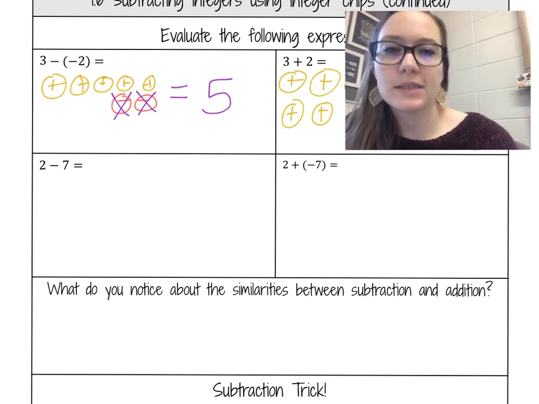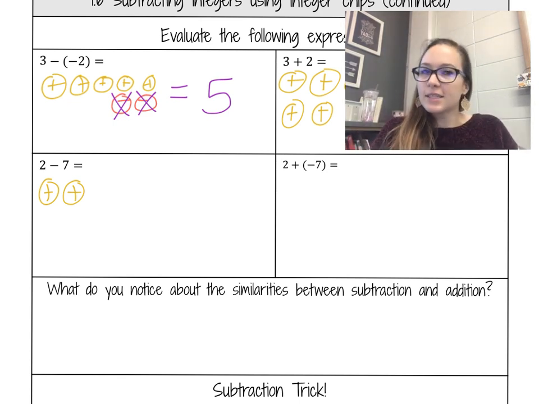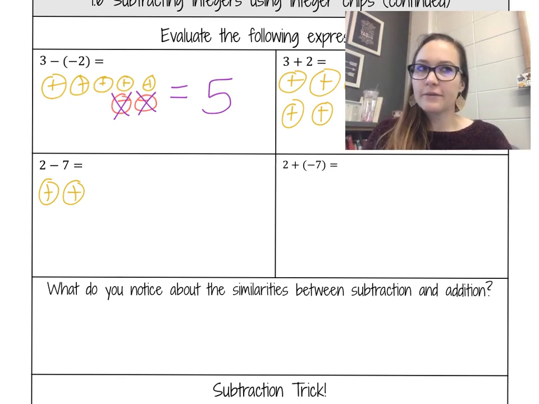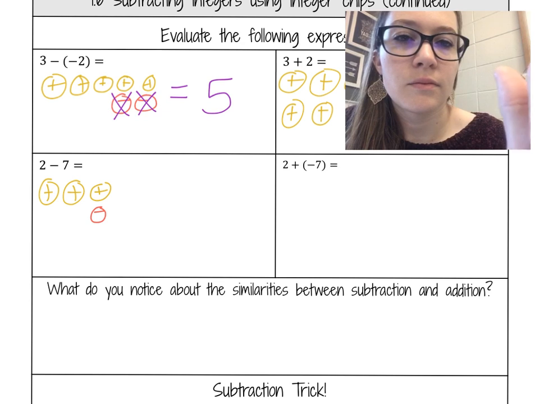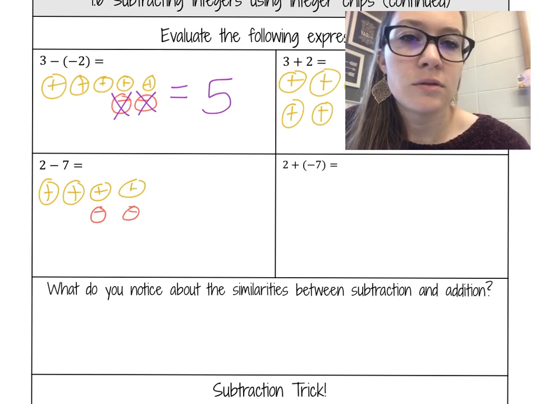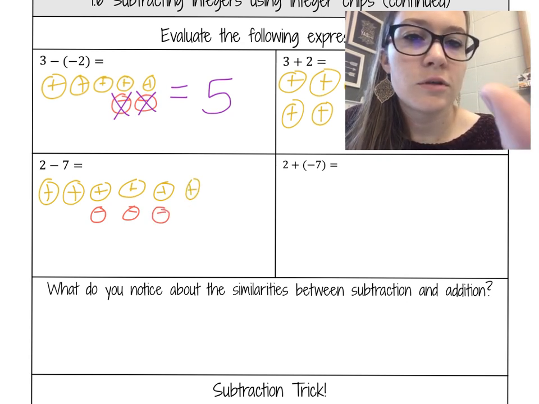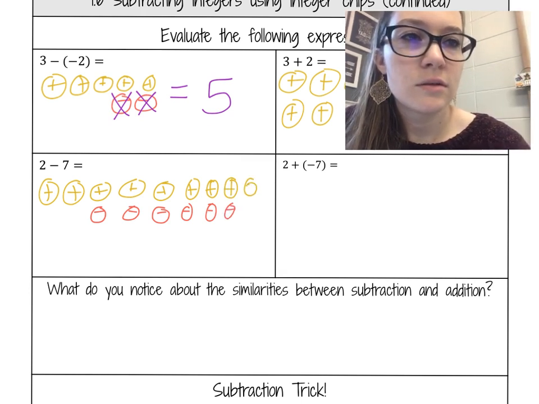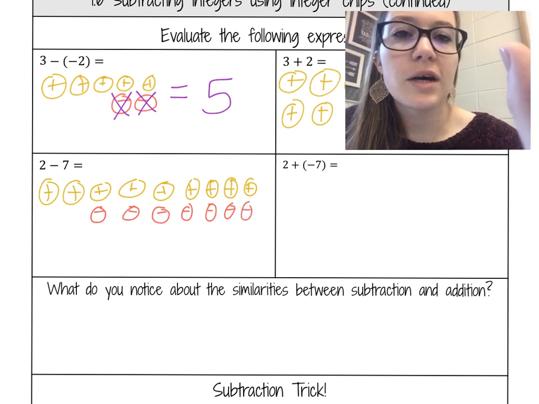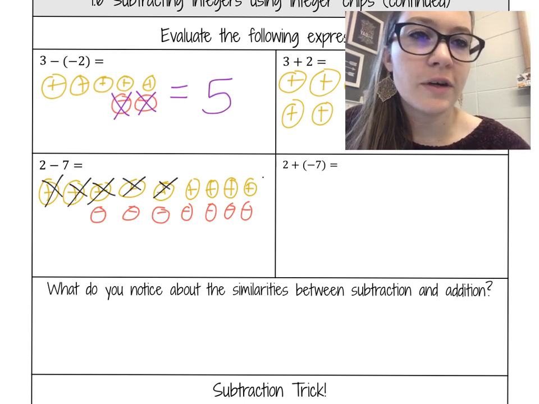So 2 minus 7. I need to show +2 first. And then I need to add 0 pairs until I have 7 to take away. So here's 1, 2, 3, 4, 5, 6, 7. So I'm going to take away +7. 1, 2, 3, 4, 5, 6, 7.